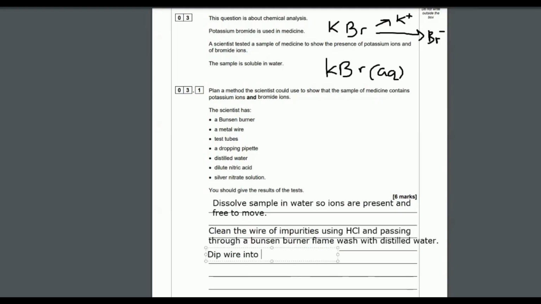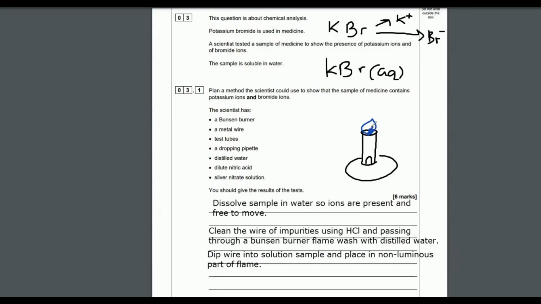Now, you do need to dip the wire into the potassium bromide solution. The bromide ions don't give off a flame, but the potassium ions will. Now, we pass the wire into a non-luminous part of a Bunsen burner flame. So I'm just going to quickly scribble out a little Bunsen burner drawing. Notice, to get the blue flame on a Bunsen burner, you have to open the hole on the Bunsen burner, and then you're going to get a blue flame.